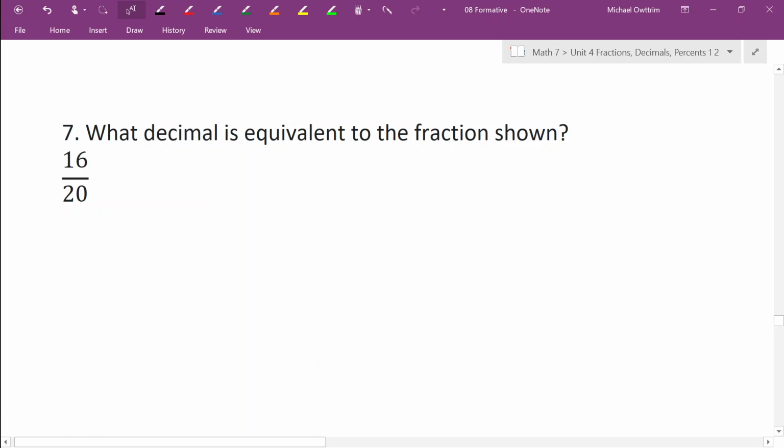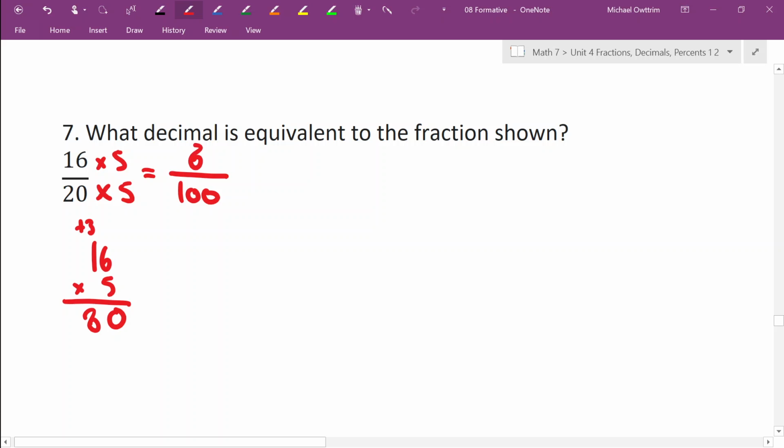What decimal is equivalent to this fraction? Well, to get a decimal, we want to have either 10, 100, or 1,000 on the bottom. The easiest thing I see is to multiply top and bottom by 5, because that will give me 100 on the bottom, a nice place value. If needed, of course, you can long multiply 16 by 5. 5 times 6 is 30, carry a 3. 5 times 1 is 5, plus 3 is 8. So this is 80 out of 100.